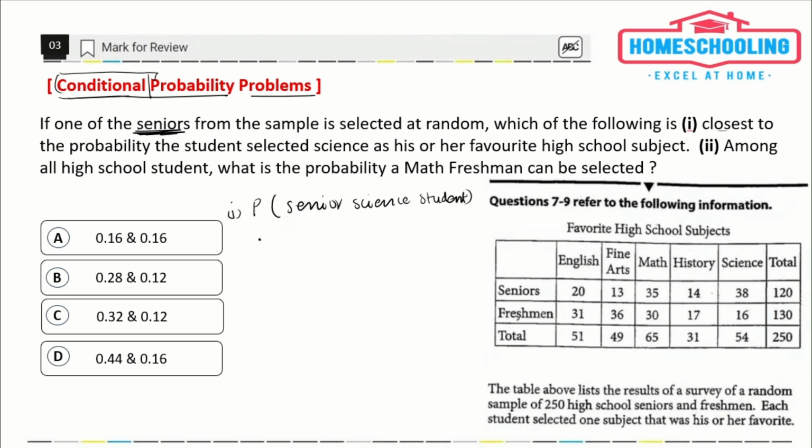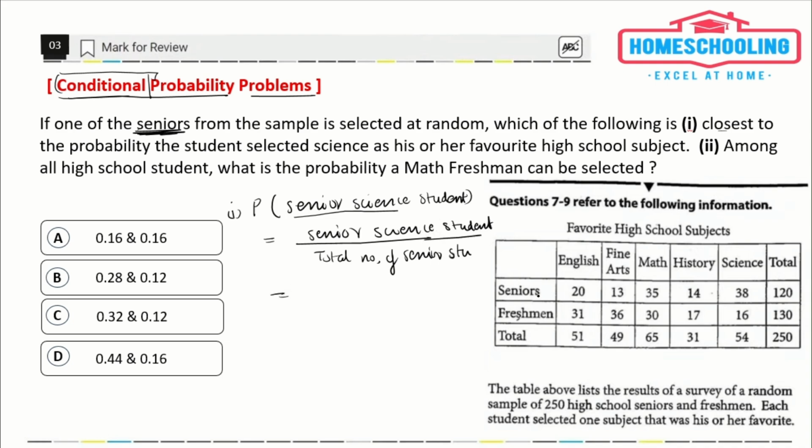As we know, probability is favorable outcomes divided by the total number of possible outcomes. So what is going to be our possible outcome? The total number of possible outcomes, because here the sample is from seniors, so the total number of seniors. Because it is said that we have to choose a senior science student from all the senior students. So the total number of senior students in the denominator, and on the numerator it would be senior science students.